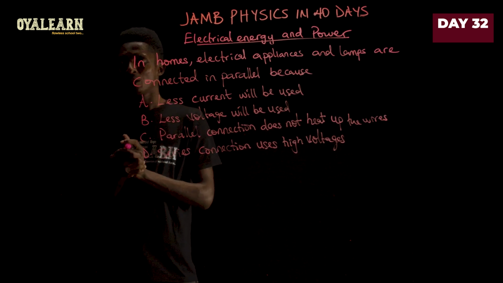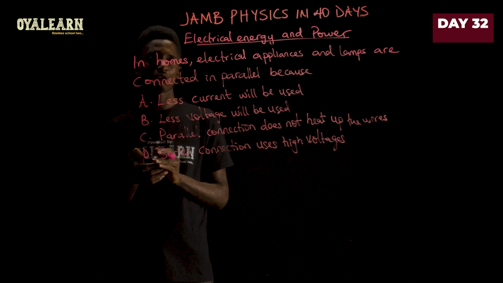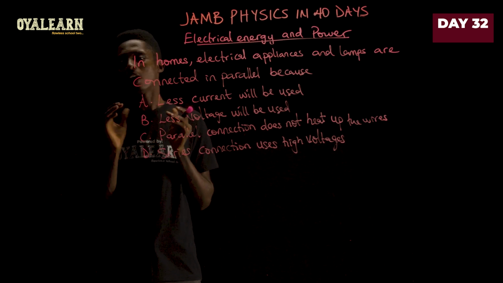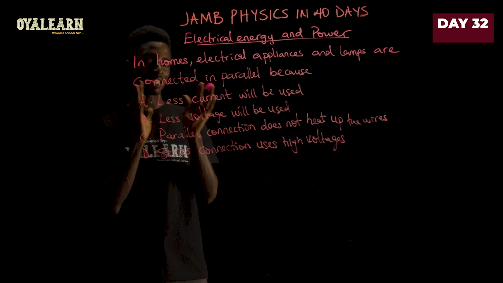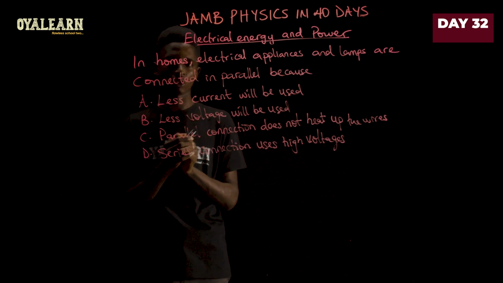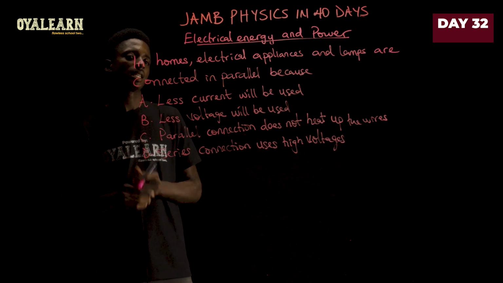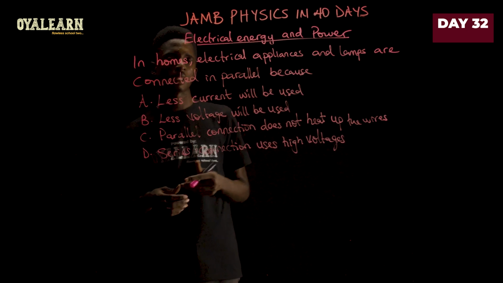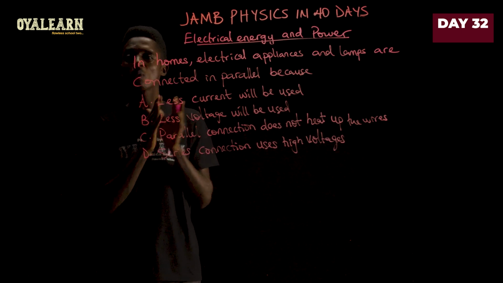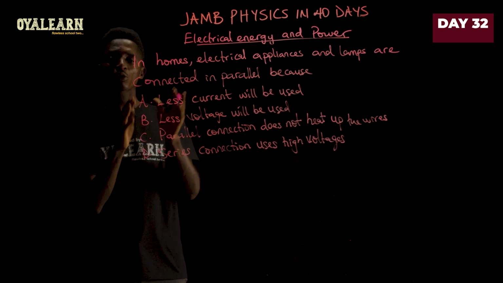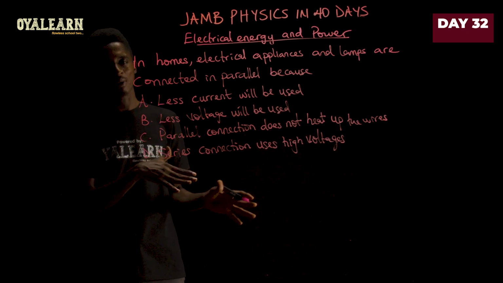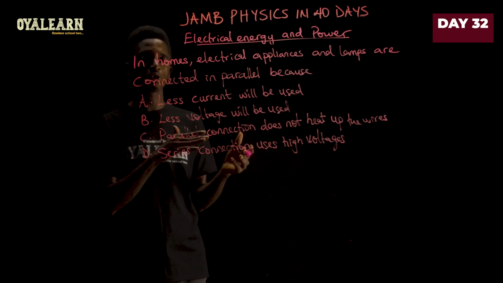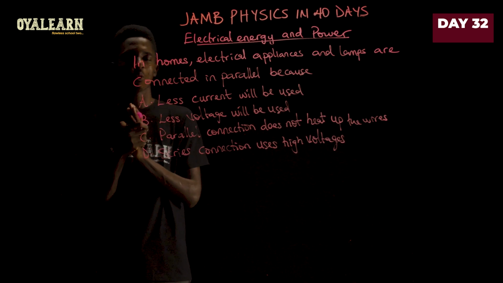Questions like this can be a little bit tricky, so it's important that we pay attention to what is really the most important reason in cases like this. However, I'll try to explain other advantages as regards this particular line of question. So let's look at what the question says. It says, in homes, electrical appliances and lamps are connected in parallel because. Now, there are some reasons why they are connected in parallel. But let's look at what we have here first, then we'll pick the correct option. But I would then mention another reason that you would want to consider parallel connection for home wiring.